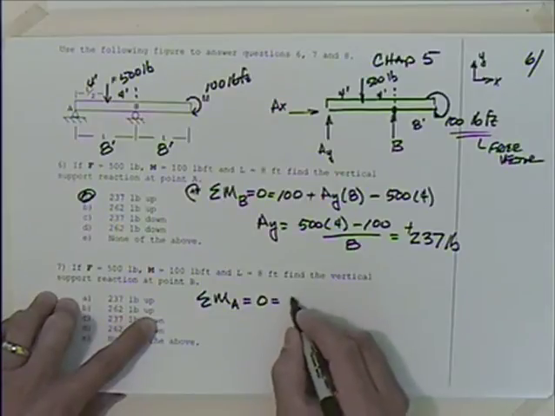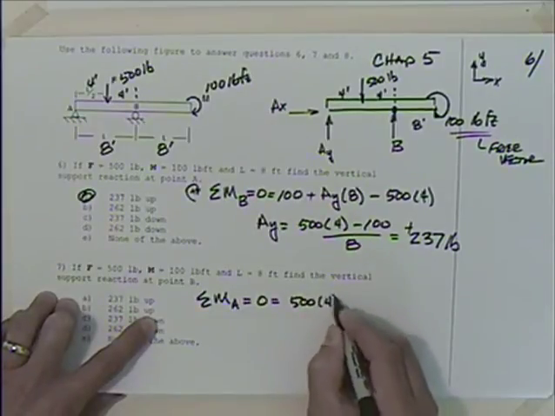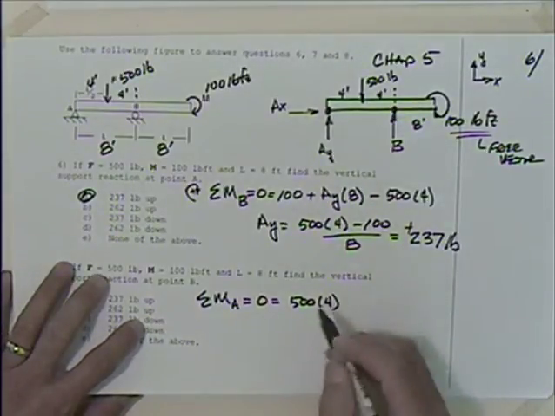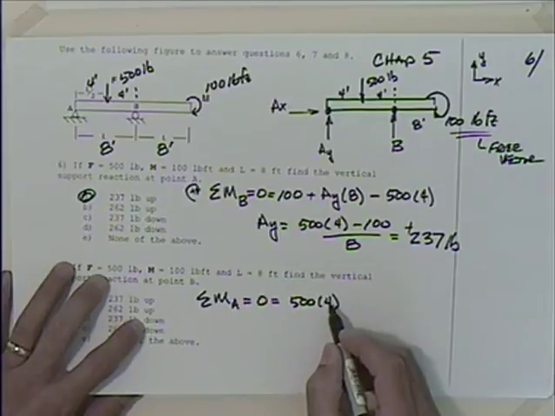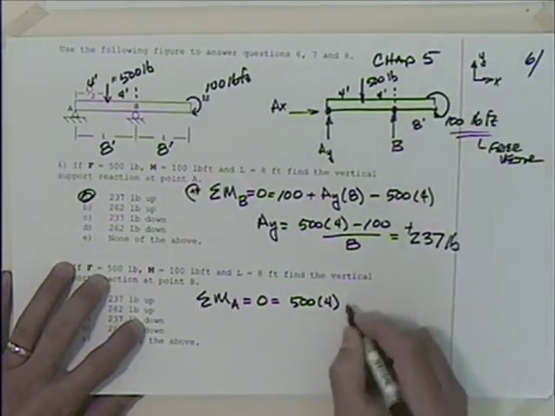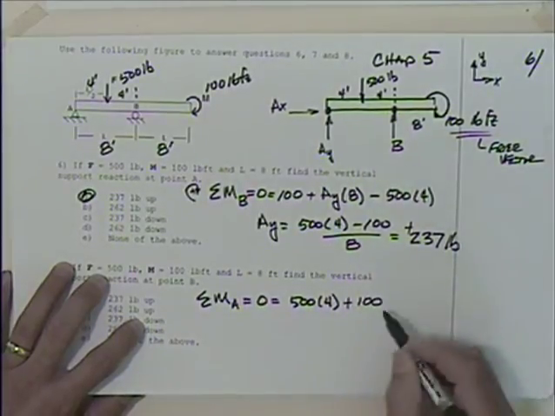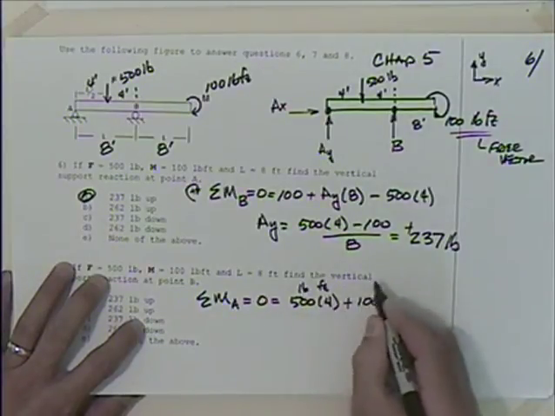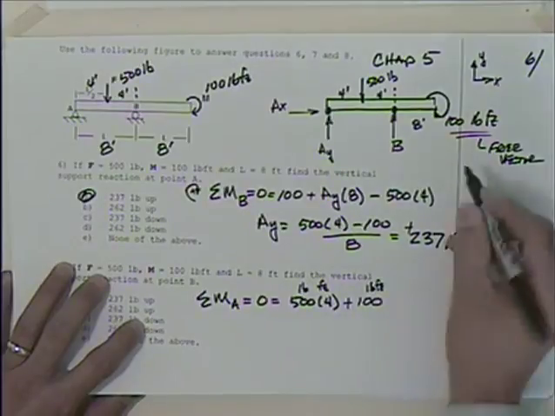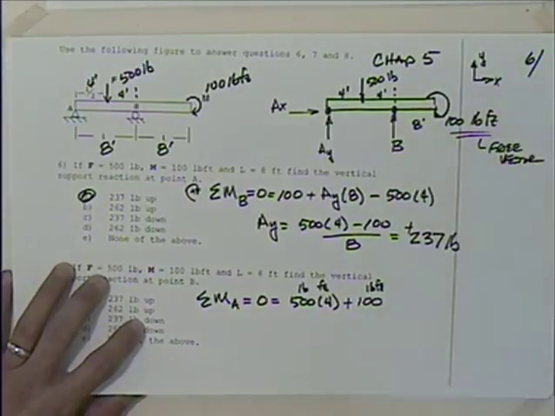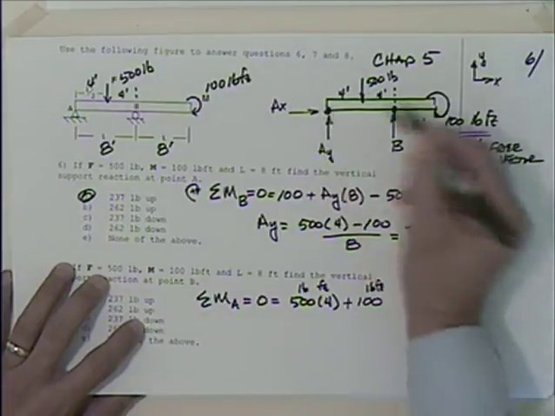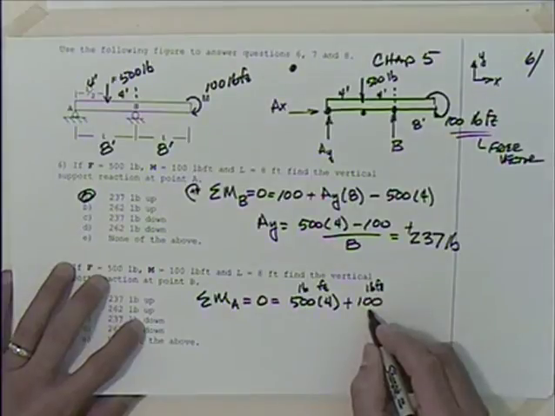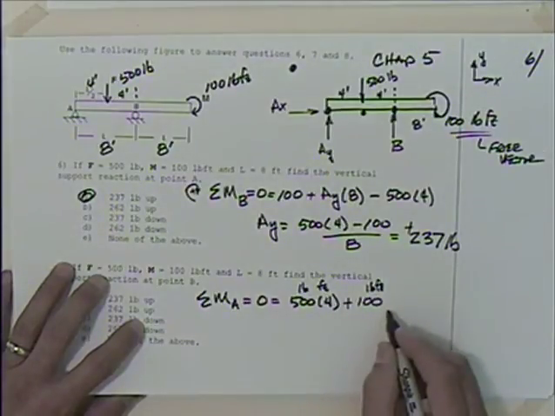I've got 500 times 4, summing the moment about this point. 500 times 4, and then I have to add this 100 plus 100. Now you don't have to multiply this by distance. This is already foot-pounds. This is pounds here. This is feet here. This is pound-feet there. You just include that in. If you're summing the moments about here, or about there, you have to add that in. It's a free vector.